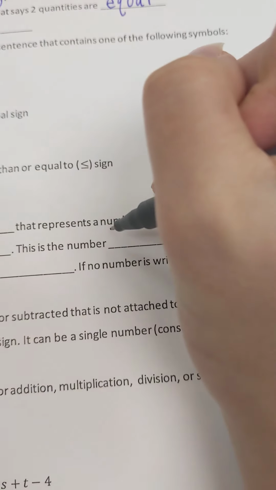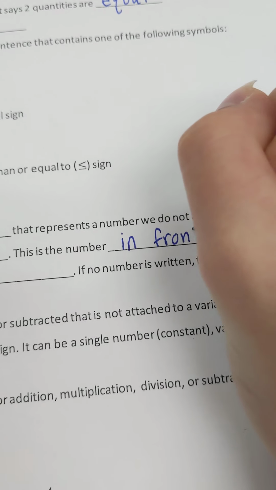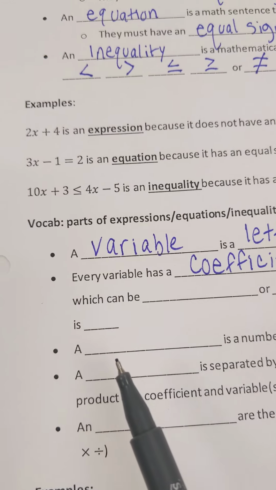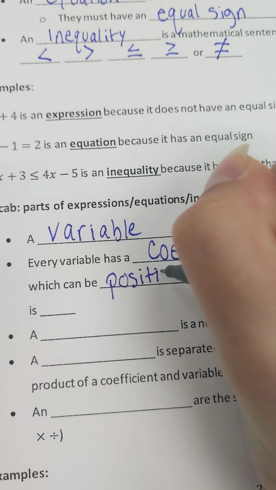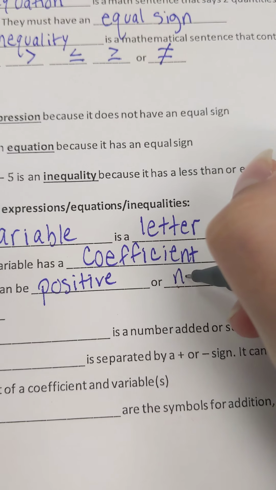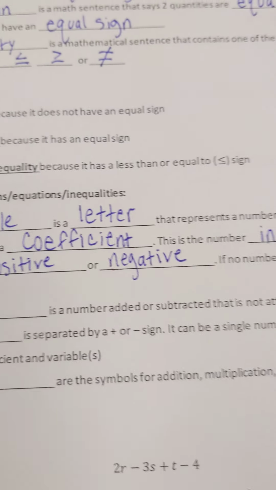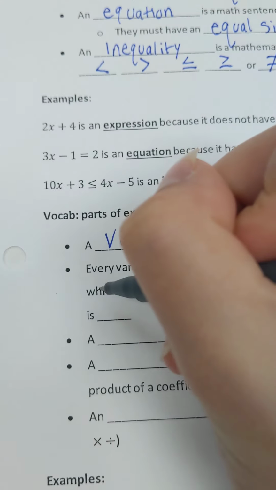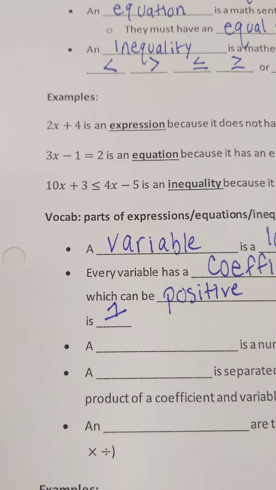This is the number in front of the letter, which can be positive or negative. If there's no number written, there's not a number in front of your variable, then the number is 1. So if you don't see a number, there's an imaginary 1 there.